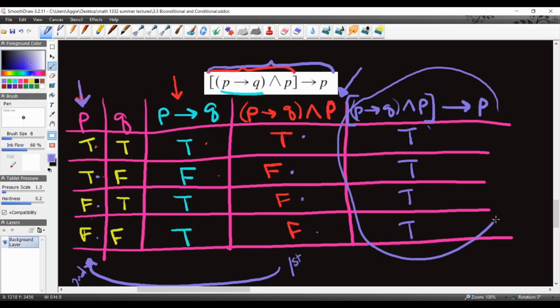And the reason that happened is because we didn't have a true going to a false, okay? So because we didn't have that, this one came out all true, and in case you forgot, this is also called a tautology. So a tautology is when all of the truth values in the end come out to true, okay? That's it. That's how you would construct a truth table with something like this.